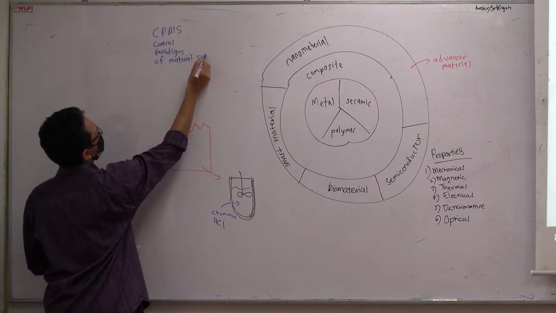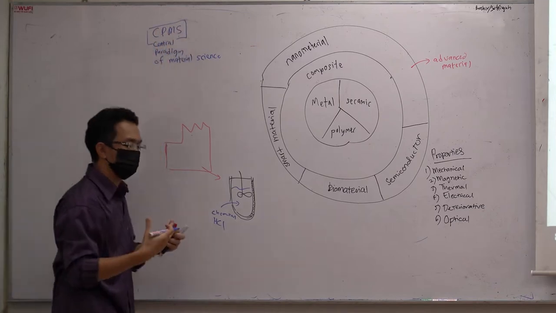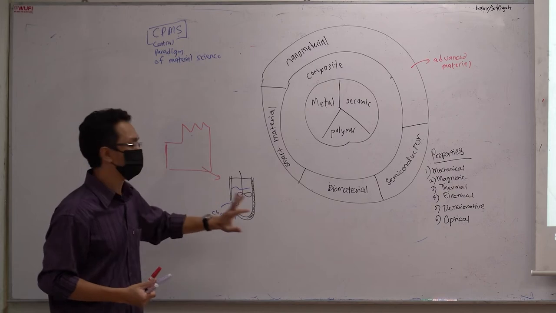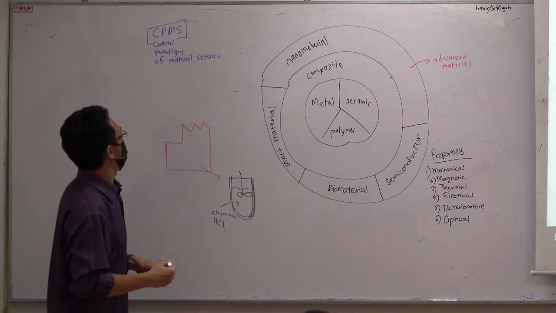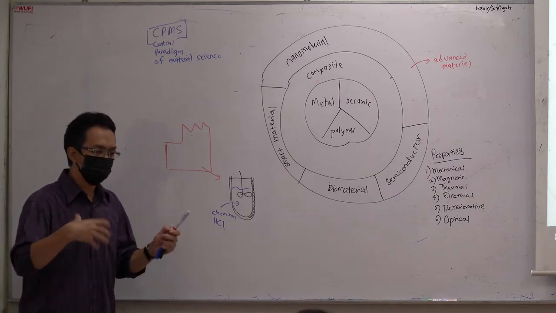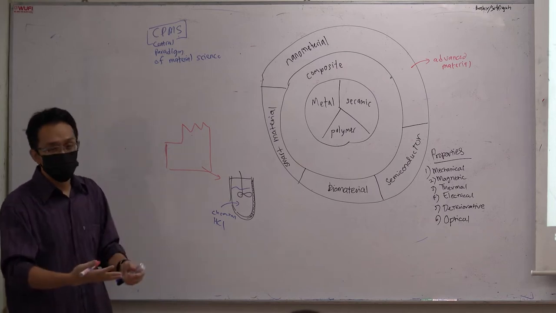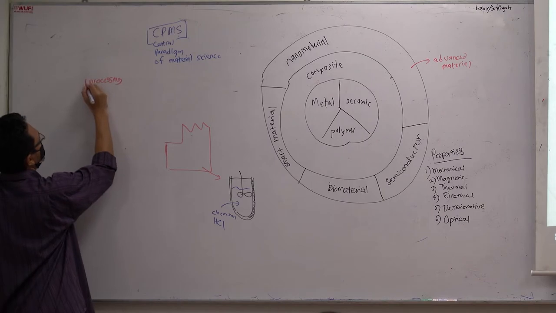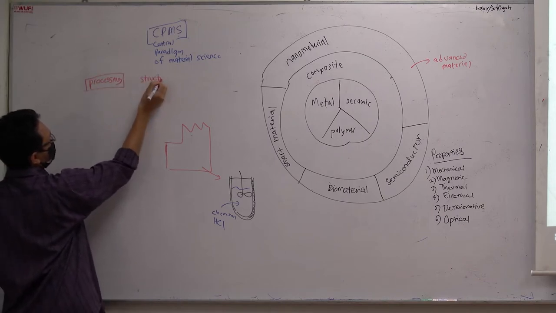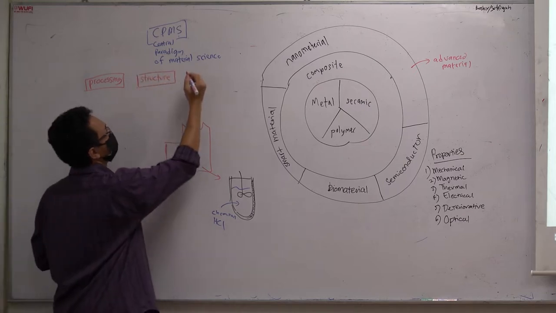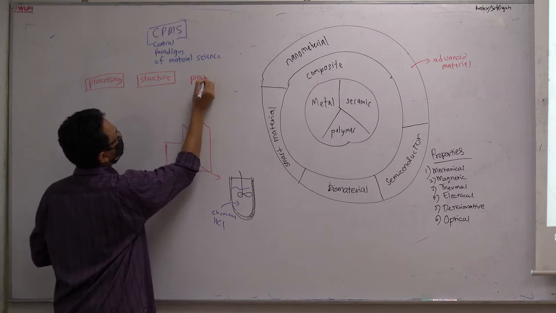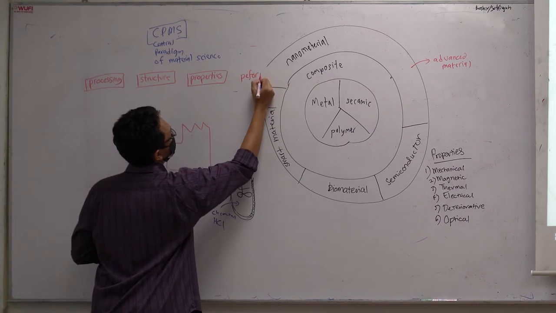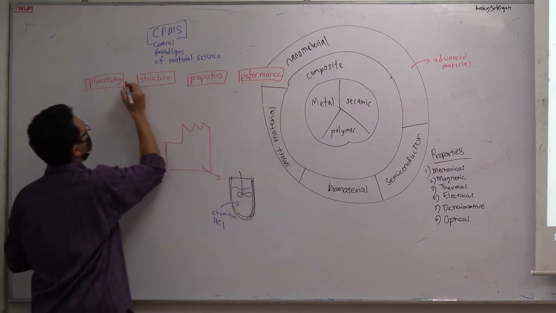Material science. So basically, this CPMS is like a guideline, not a protocol, but basically a guideline for any engineer when they want to create a new material. So what is this CPMS? CPMS says that there is an interrelationship between the structure, the properties, the performance, and also the process. So they start CPMS like this. You have processing here, and then you have structure here, and then you have the properties, and then you have the performance. Okay, so basically, it's a linear relationship.